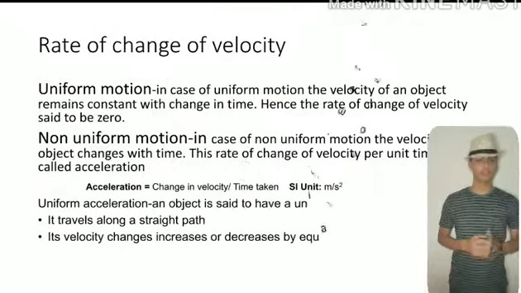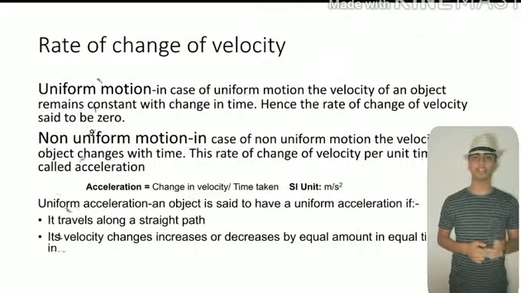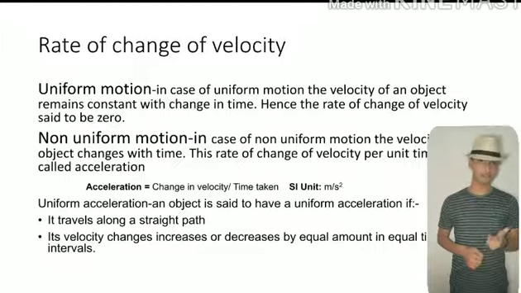An object is said to have uniform acceleration if, first, it travels in a straight path, and second, if the velocity changes, that is increases or decreases, by equal amounts in equal time intervals.